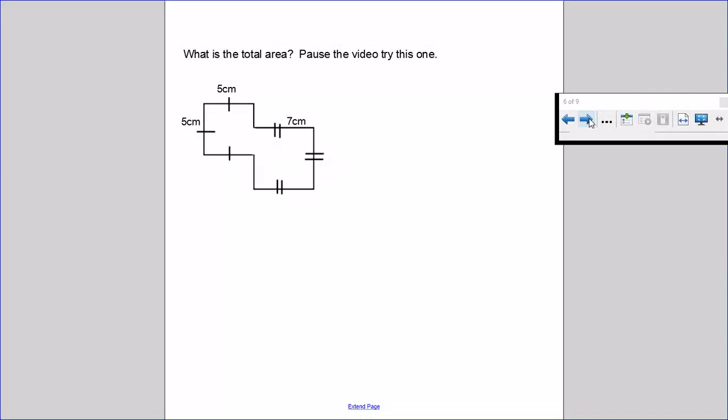All right, here's one for you to try. We'll check it in a moment. What's the total area? So pause the video, try this one. I'll restart again in about 5 seconds.